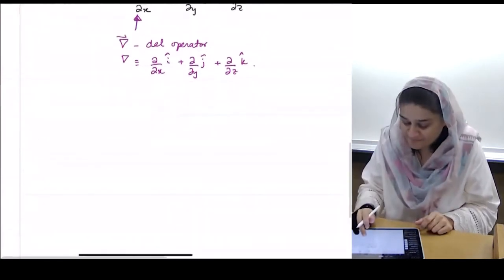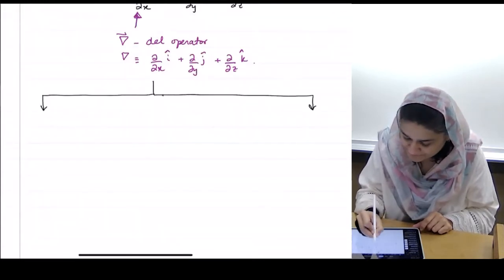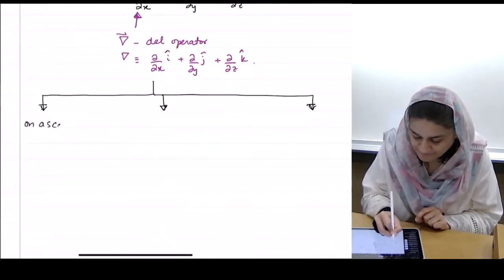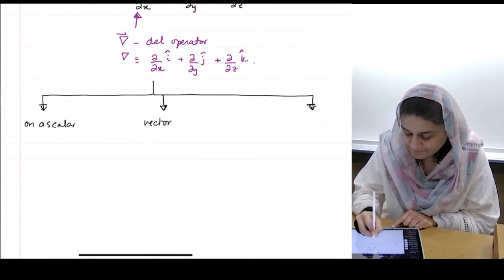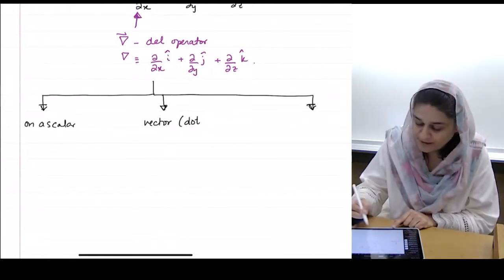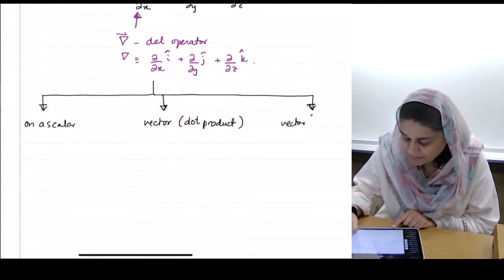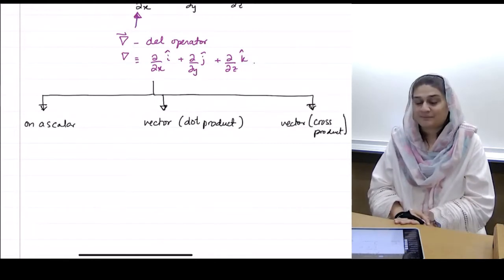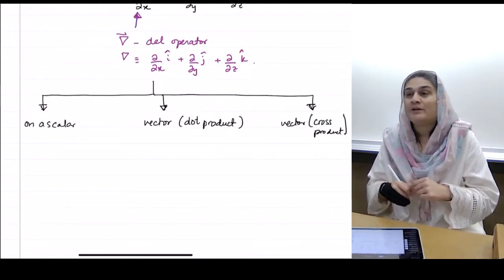So this is what we're going to do now. We are going to define this del operator to do three things. We are going to operate it on a scalar. We can make it operate on a vector where it can dot. I should call it dot product. Or it can operate on a vector, but it can cross product it. Now here's something very interesting. When this del operator operates on a scalar, we call it the gradient.